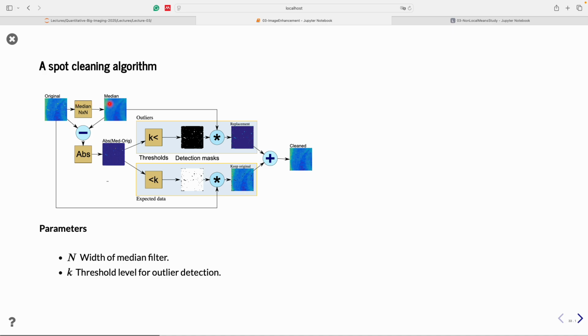First, we do some median filtering. We subtract the median from the original, and we compute the absolute difference. With that, we get, in principle, an image where you only see spots, nothing from the image itself. And here, we do some thresholding. If the spot amplitude is above the threshold, you replace them by the median, and then you get those localized pixels replaced. Or if you are below the threshold, then you just keep the original, and in the end you get the cleaned image.